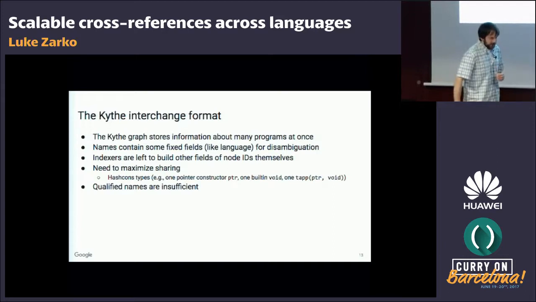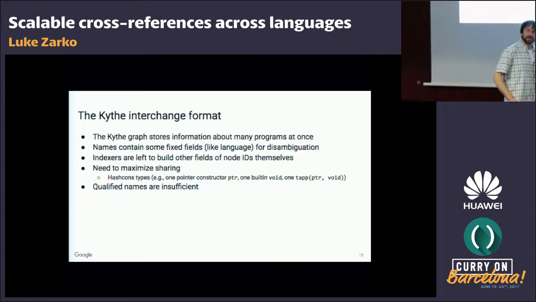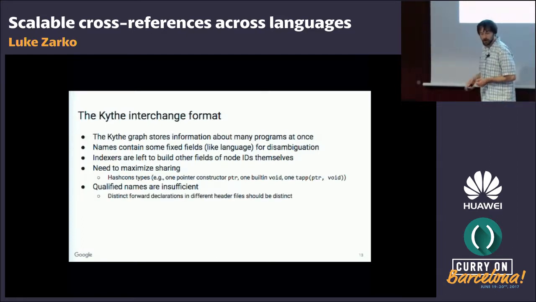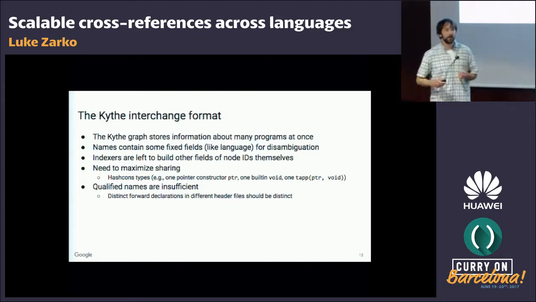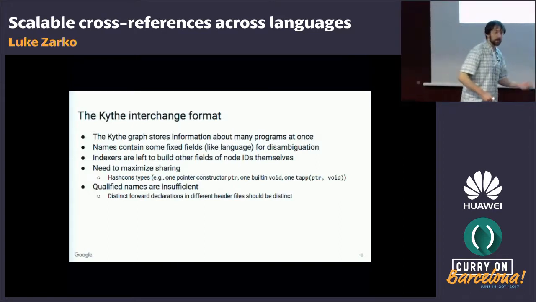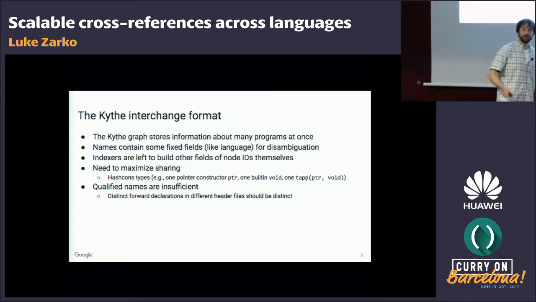On the other hand, it's important that things that are different be given different names. And this can sometimes be surprising. For example, users like to see that different forward declarations of a function in C++ are different things in the graph. So, for example, they can ask, where are all of the forward declarations of this thing? If we merge them all into the same node, we would no longer be able to distinguish them.